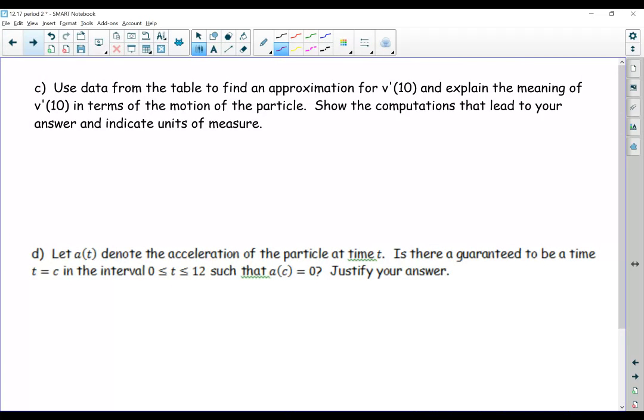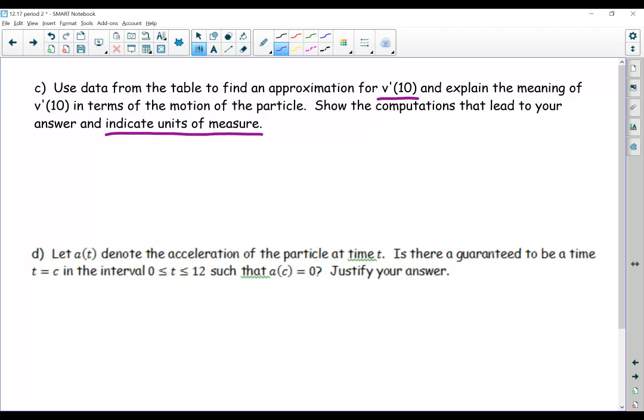Okay. Use the data from the table to approximate v prime of t and explain the meaning in terms of the motion of the particle. Show the computations that lead to your answer. Indicate units of measure. Okay, this is a key thing, they're going to be grading your units. Show the computation just means show the setup. And this problem we've done a million times.